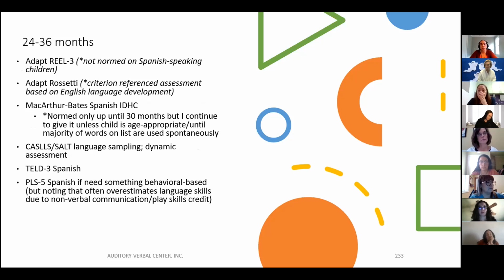But then I'll do more language sampling, dynamic assessment. You can also give the TELD-3 at 2. Our clinic doesn't have it, but I know some do. And then I'll occasionally at this age use the PLS-5 Spanish, or well, our clinic uses the PLS-4, but now the PLS-5 if you need something behavioral based. But I'll often have to note that it overestimates language skills, and again, I don't love it, but it's something if you need to.